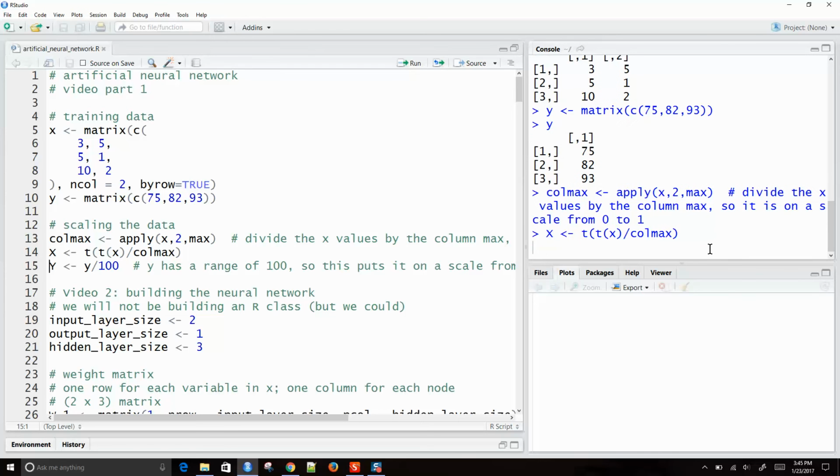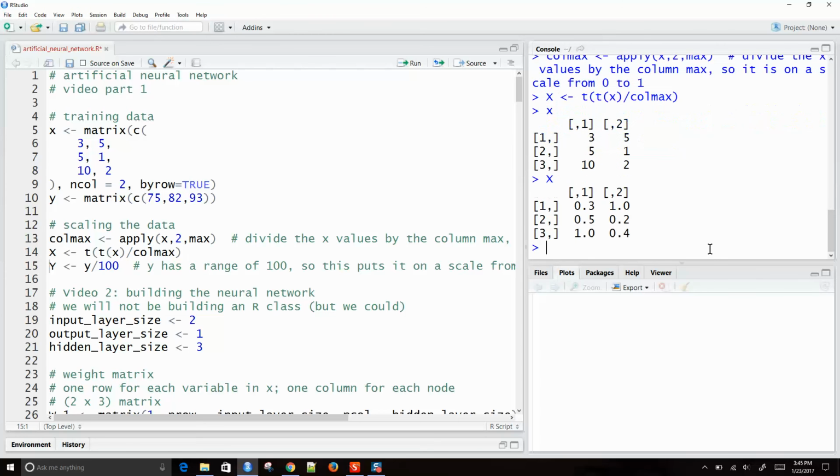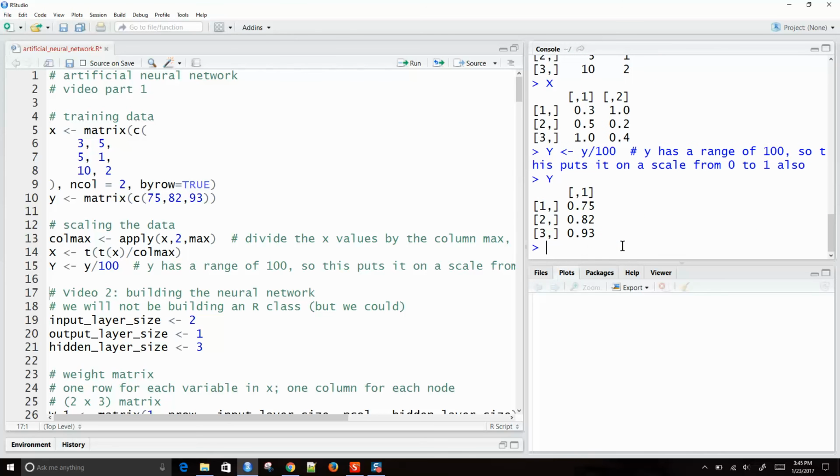Okay, and then so my X, whoops, X is, did that not work? Oh, so now I've scaled these from 0 to 1, and then for capital Y, we're just going to divide everything over here. So our inputs are on a scale from 0 to 1, and our outputs are also on a scale from 0 to 1.